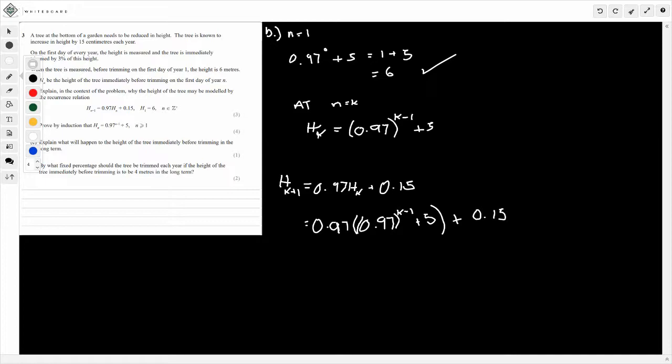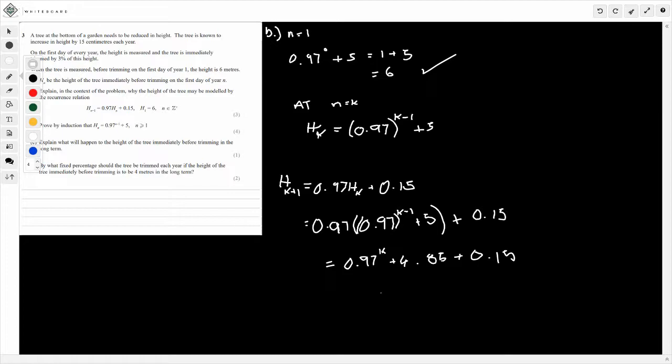Now we're going to expand this. If I've got 0.97 times 0.97 to the k minus 1, all that's going to be is 0.97 to the power of k. Then 0.97 times 5 gives me plus 4.85. Obviously, make sure you're doing these on your calculator. Plus 4.85, plus 0.15 as well. What's that going to give me? That's going to give me plus 5. Perfect. That's exactly what we wanted.